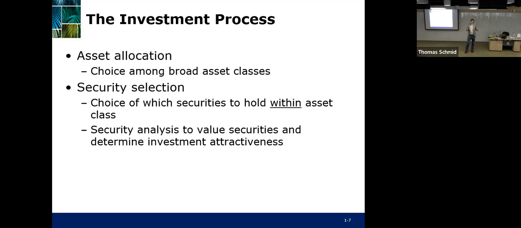broad asset classes. So which important asset classes can you think of? Examples for asset classes. I start, equity. What else? Fixed income, yes. What else?